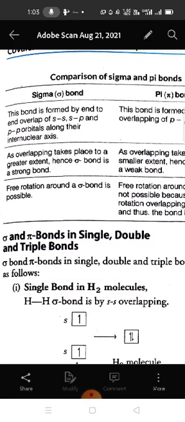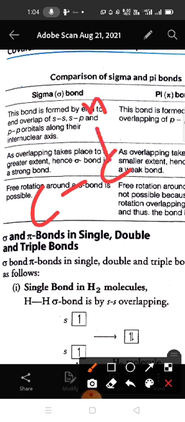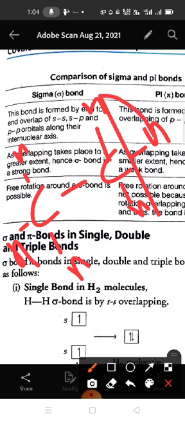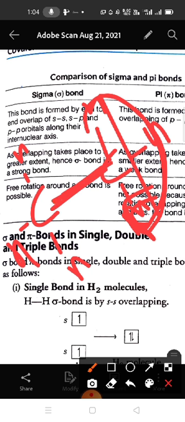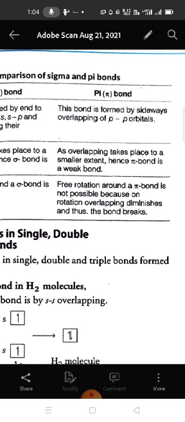Next, free rotation around a sigma bond is possible. It is like if this is C and a single bond to C, and this is H and H, this molecule will rotate freely because only one sigma bond is present. But if there is a double bond or triple bond, this rotation will not take place. Free rotation around a pi bond is not possible because on rotation the overlapping diminishes and thus the bond breaks.